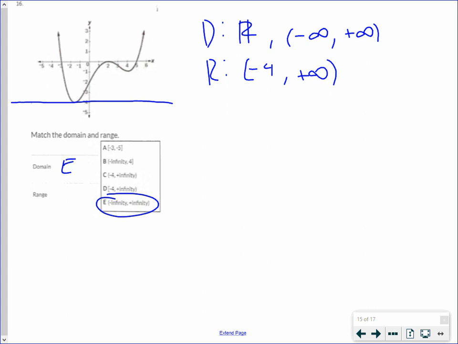So our range goes from negative 4 to positive infinity, which looks like it's our answer choice D. And D is different than C, since C has a soft parenthesis next to the negative 4, and negative 4 is actually part of the graph, so we have to include it with the range.